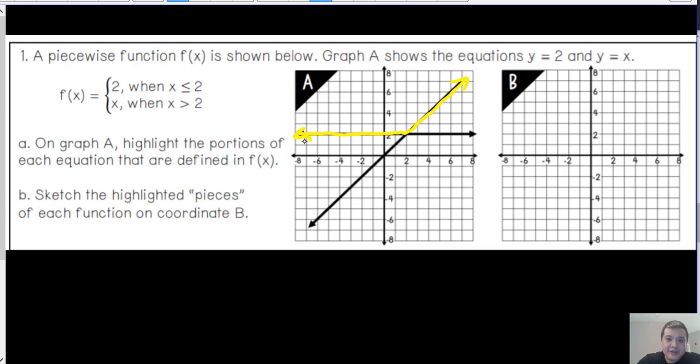Put arrows at the end, and it says sketch the highlighted pieces of each function on the coordinate plane. So right here we have starting from here to 2 all the way here, and we have a filled in dot. And since we have a filled in dot, it doesn't matter that this is an open dot for the other part. So we just go up from that all the way through.